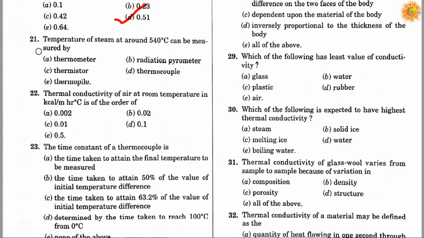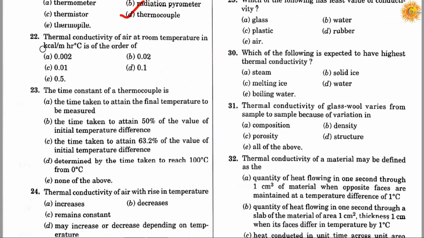Question number 21. Temperature of steam at around 540 degrees centigrade can be measured by option A, thermometer. Option B, radiation pyrometer. Option C, thermistor. Option D, thermocouple. Option E, thermopile. So the correct answer is D. It will be measured by thermocouple.